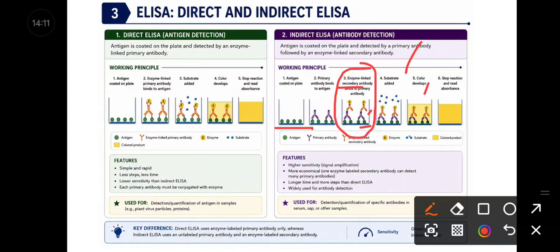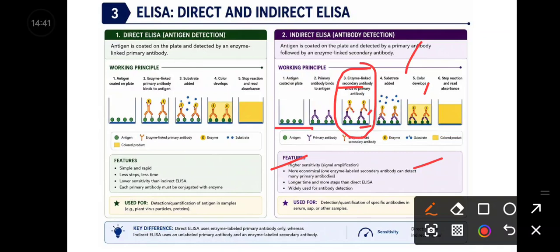So the first feature is the higher sensitivity, definitely, because this method is cross checking two times, first through the primary antibody, second through the secondary antibody, so it is of high sensitivity. Then more economical, because here one enzyme-labeled secondary antibody can detect.